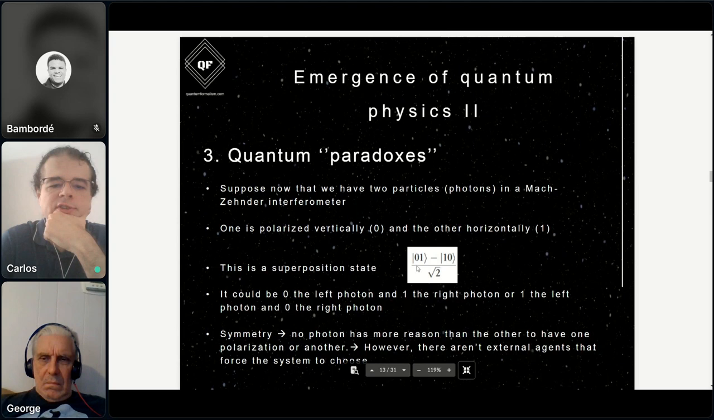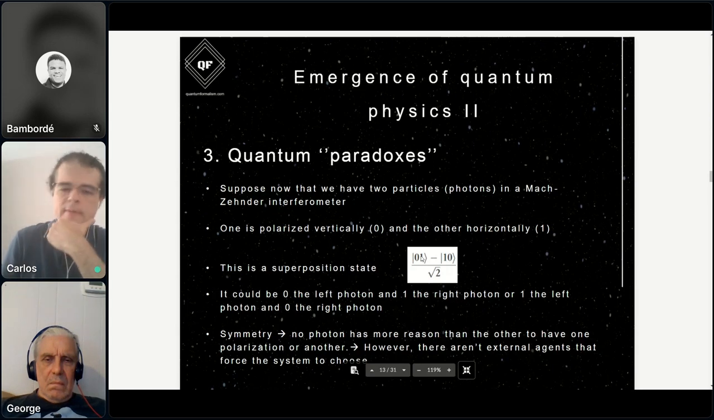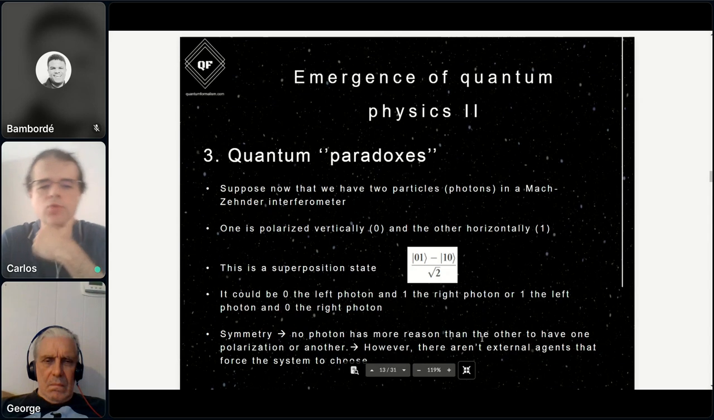So let's say this in the left here, the photon, let's call photon number one. It can be vertically, or it can be horizontally. And the second photon, this one, goes to this curve. It can be horizontally, or it can be vertically. So it could be zero left photon and one right photon, or one the left photon and zero the right photon. So no photon has more reason than the other to have one polarization, another symmetry.